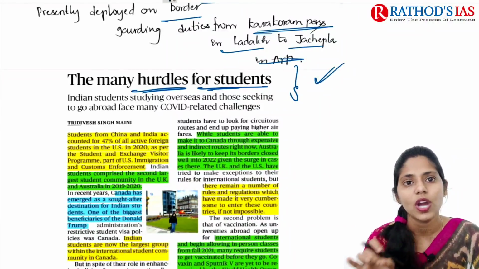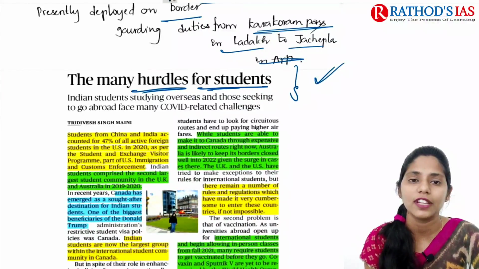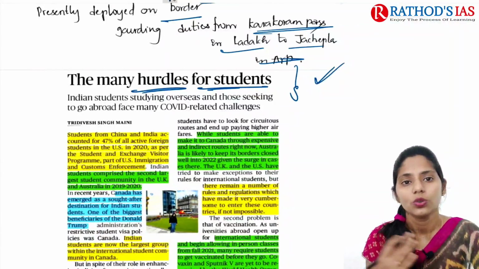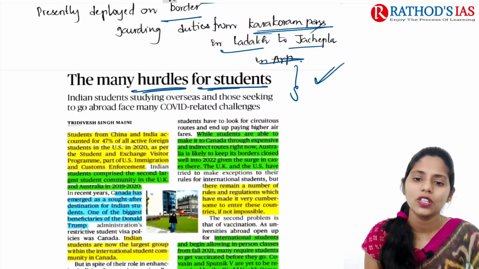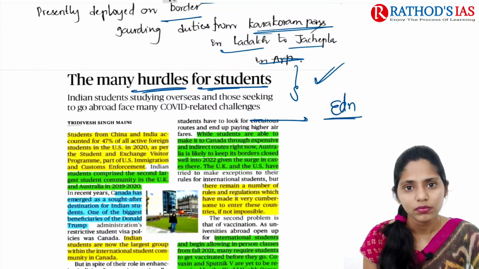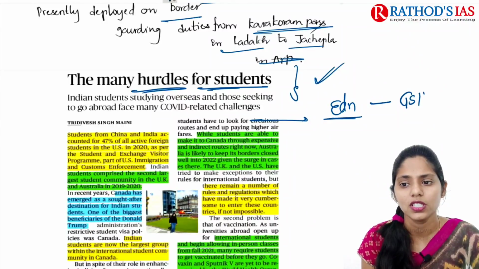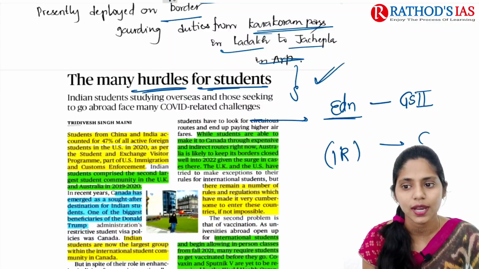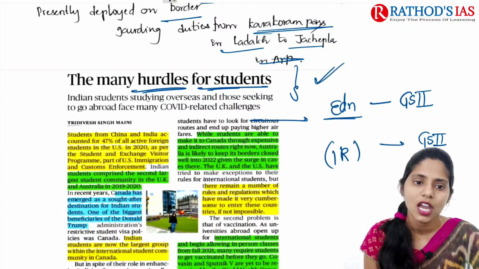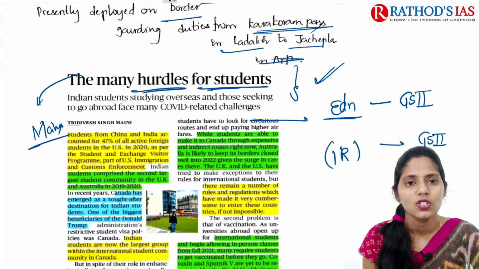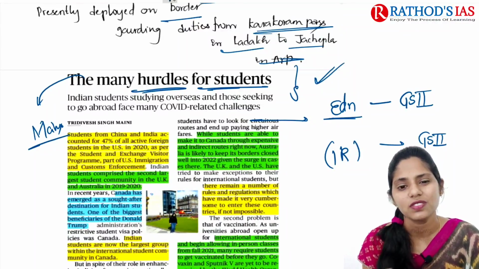So in this way you can also add this dimension, like what are the problems faced by Indian students who are studying overseas and also who want to go abroad. Okay, so in that way this article will be useful. This article will be important from the education point of view, which comes in GS paper 2, and even from international relations, which comes under GS paper 2 itself. And this type of topic will be important for mains but not for prelims. So from prelims you cannot expect questions from this area.